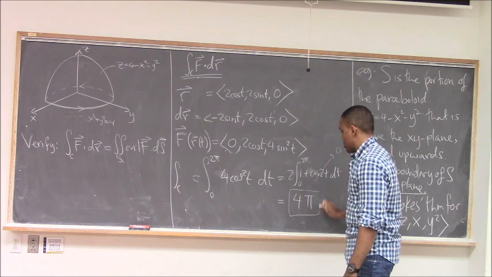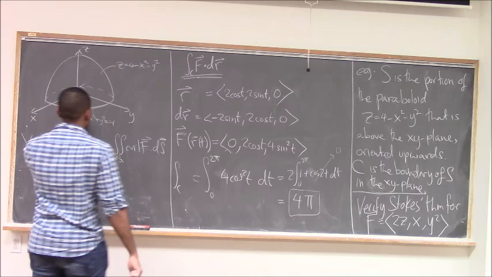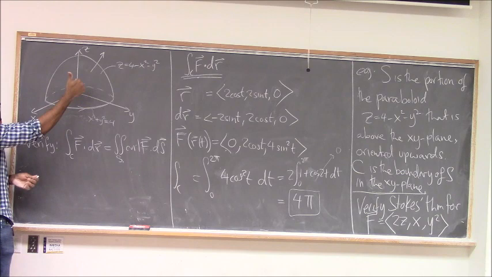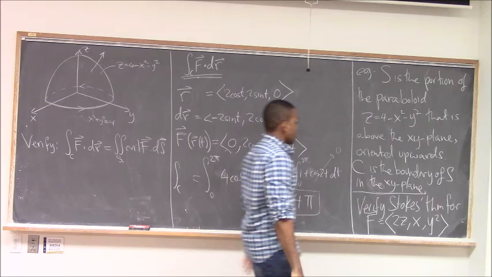Oh, I forgot to ask. How are we sure that this curve is going in this direction? It's oriented upwards, the normal vectors point up. What does that mean for the curve? Right-hand rule. So I know I should be going counterclockwise, so it's going to be 4 pi.